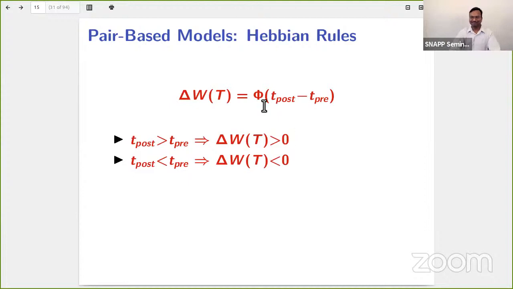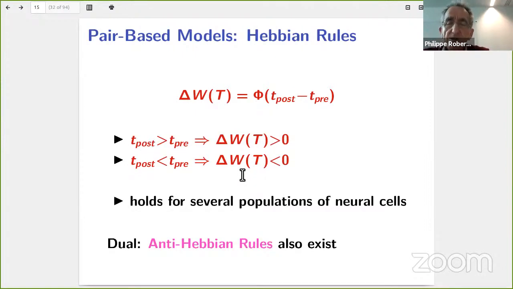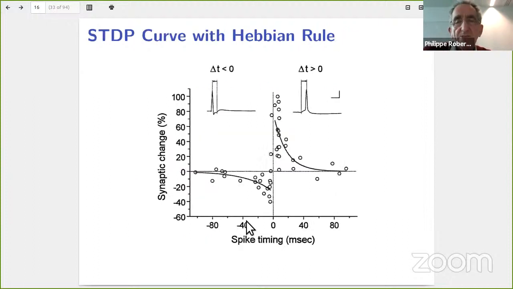The Hebbian rule is, as I said, it just says that you put some positive increment if the postsynaptic spike is after the presynaptic spike. It just means that if T post is greater than T pre, then this part is positive, and otherwise it's negative. It has been shown in experiments that depending on the part of the brain, you have several populations of neurons, and it holds for several of them. But the interesting fact is that anti-Hebbian rules also exist. So there are some parts of the brain where you have the contrary. And it leads, by the way, to some interesting behavior which is not fully understood. So this is for Hebbian rules, as I mentioned before.